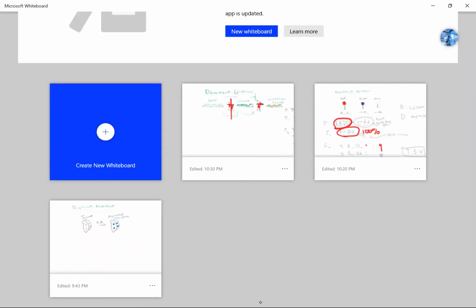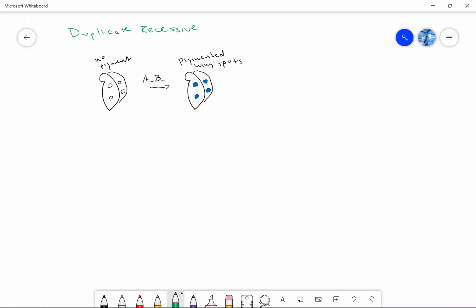And there is another kind that we shall visit. There's a 4th kind, but honestly, I never learned it, and I don't think you have to know it. So there's another kind of epistasis called duplicate recessive epistasis.